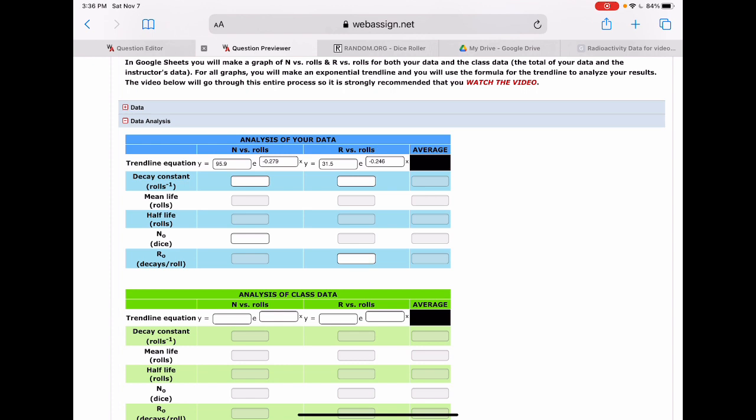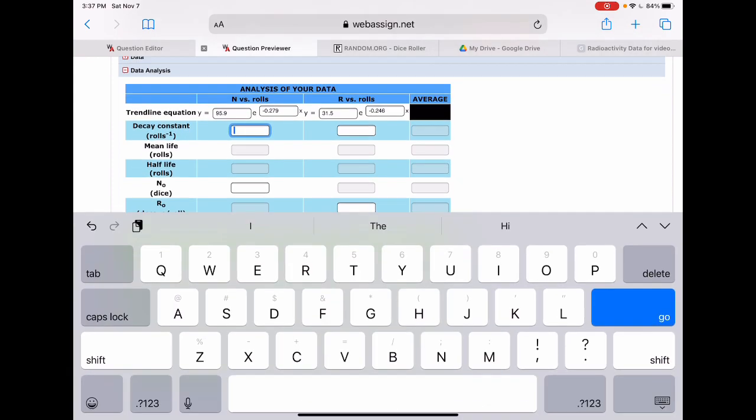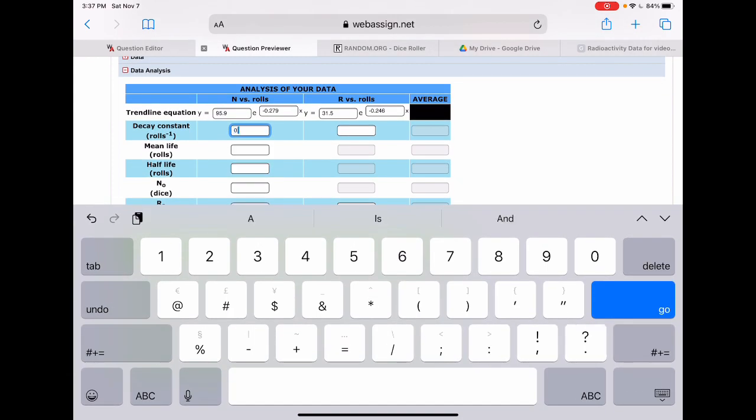Now, the rest of the data, how do I get the rest of the data? Well, you just compare it to the exponential decay laws for radioactive decay. So, for example, the decay constant is just whatever is multiplied by time. Well, in our graph, time is essentially represented by the number of rolls. So x, here in the trendline equation, x is the time, and the negative of what's multiplied by it is the decay constant. So in my case, the decay constant is just 0.279 for n versus rolls.